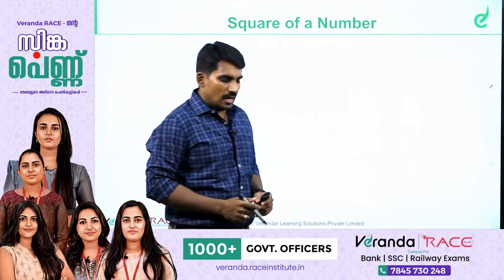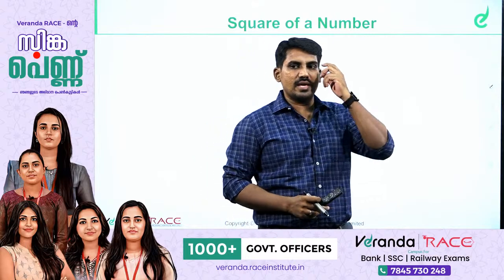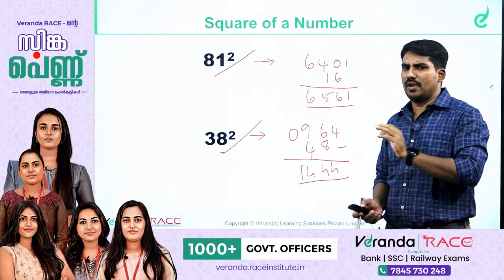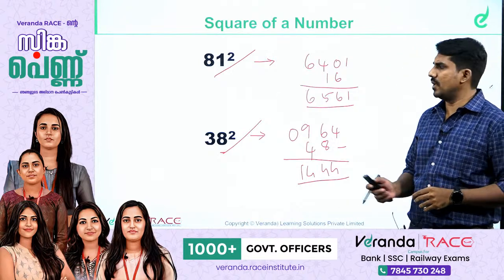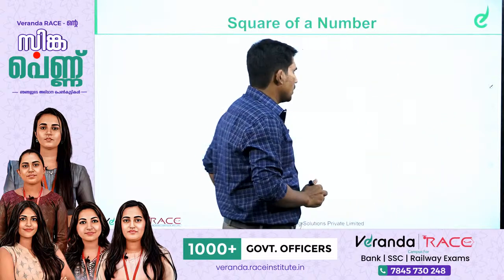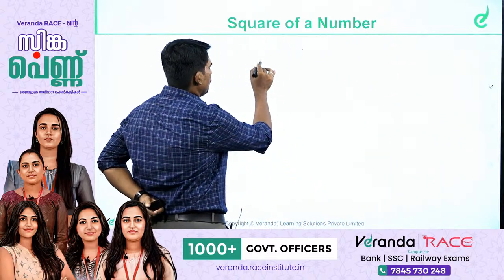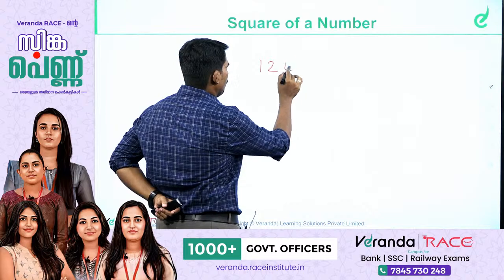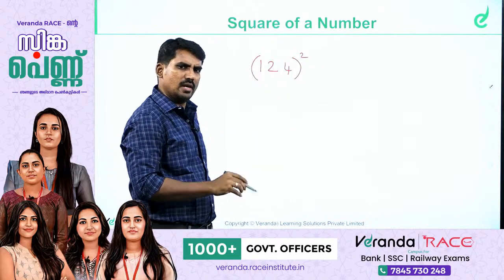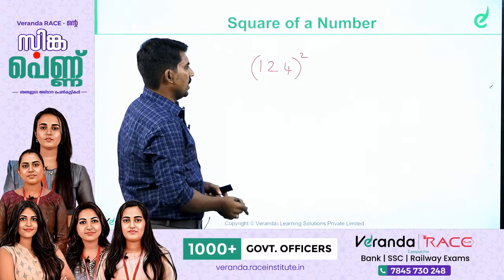Now, 3-digit number, right? In case a 3-digit number is there, how can we work it out? The same shortcut we can apply. For a 3-digit number also, we can apply the same shortcut. For example, we take the number 124. 124 square we want to find out. Any 3-digit number we can take.